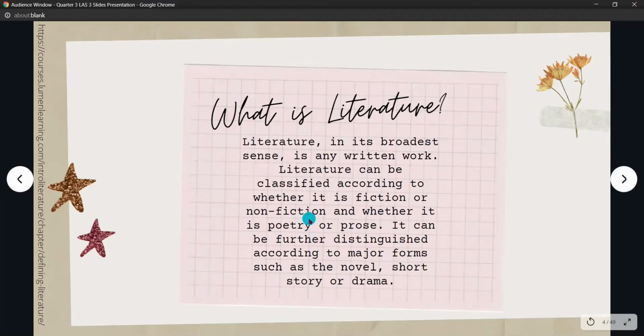Nonfiction, on the other hand, means it is not made of imagination. But the thing is, literary nonfiction is still pleasurable to read because it is written creatively. Examples of nonfiction are essays, biographies, speeches, autobiographies, and memoirs.